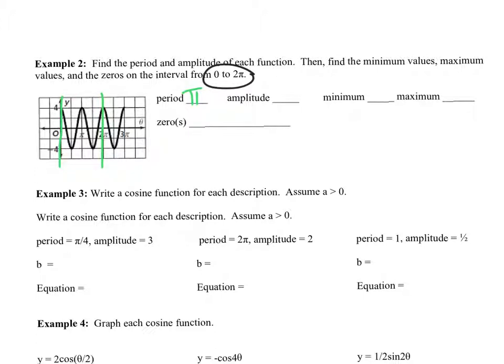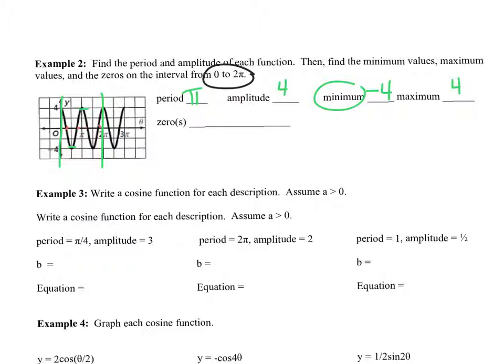Okay, I can see it from here to here, or here to here. The amplitude is 4. The minimum value is at -4. The maximum value is at 4. And the zeros are where it crosses the x-axis on that interval.